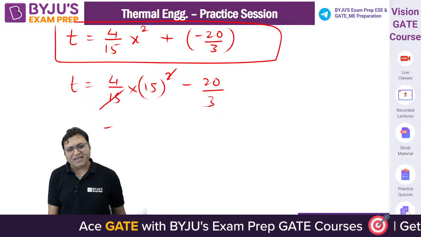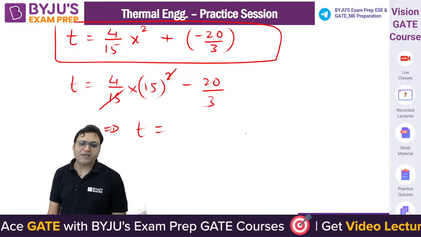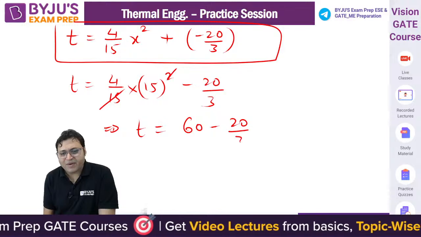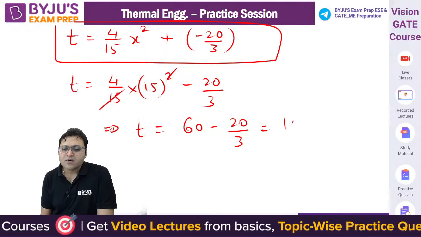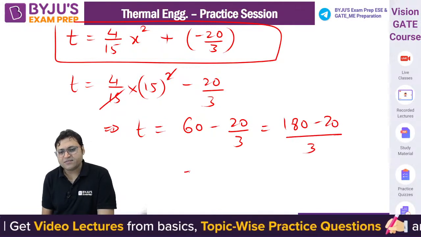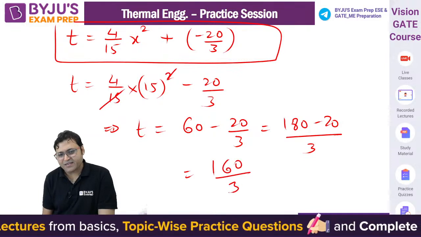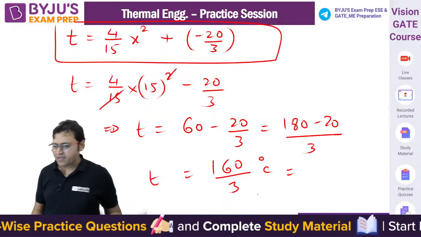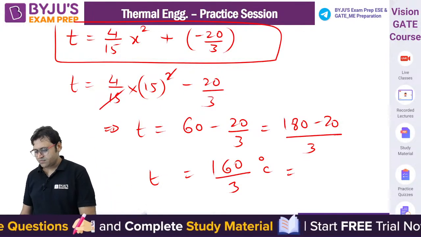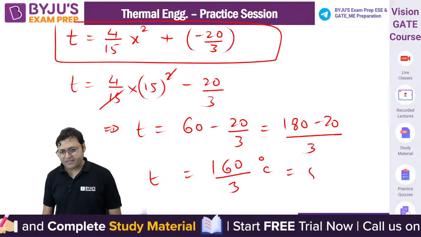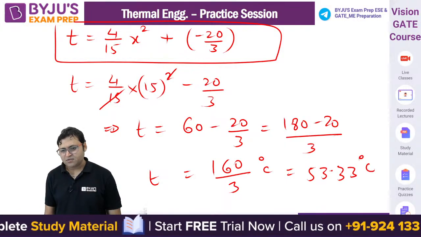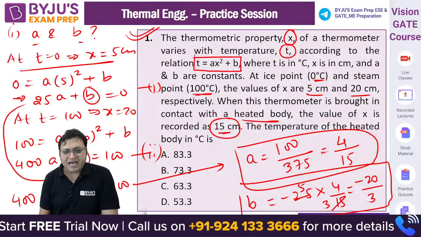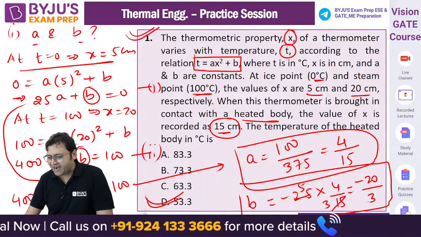15 and 15 will get cancelled out. The value of T will come out to be 60 minus 20 by 3. How much is that? 180 minus 20 by 3, so 160 by 3 degrees Celsius. How much is that? 53.33. Isn't it 53.33 degrees Celsius? So this is how the question will be solved. Option D is the right answer.